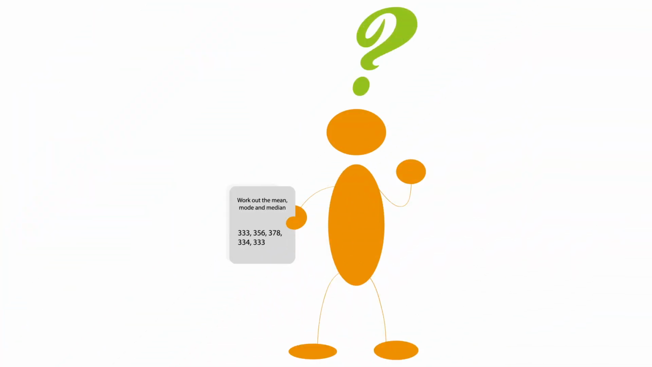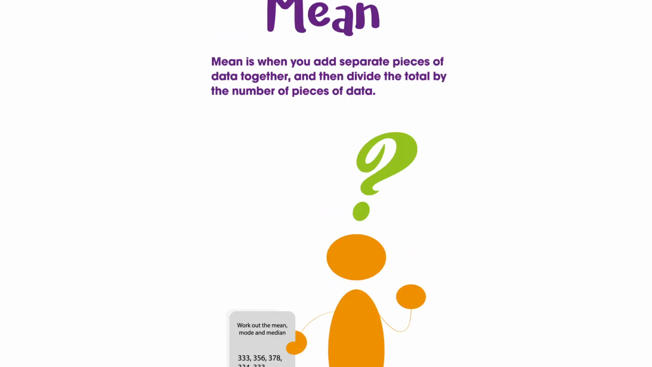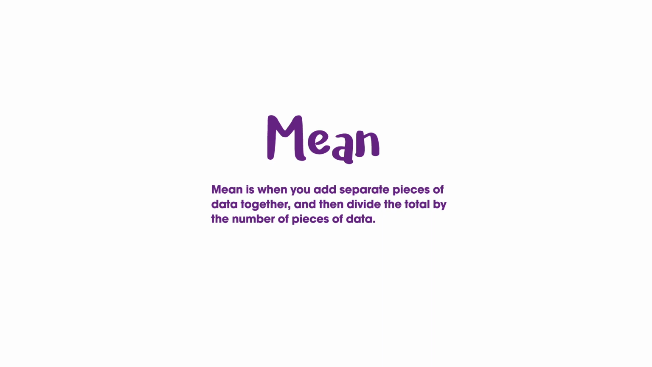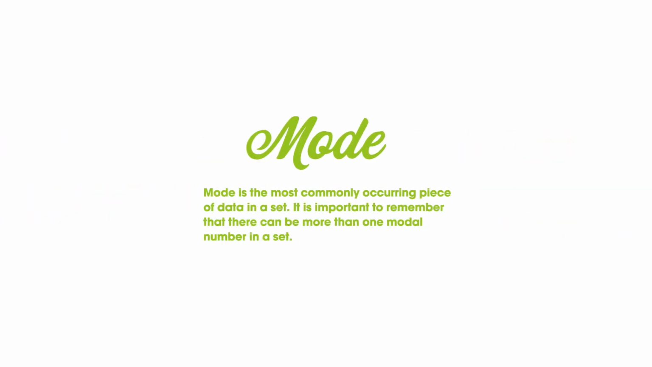Firstly, what are mean, mode, median and range? Mean is when you add separate pieces of data together and then divide the total by the number of pieces of data. Mode is the most commonly occurring piece of data in a set.